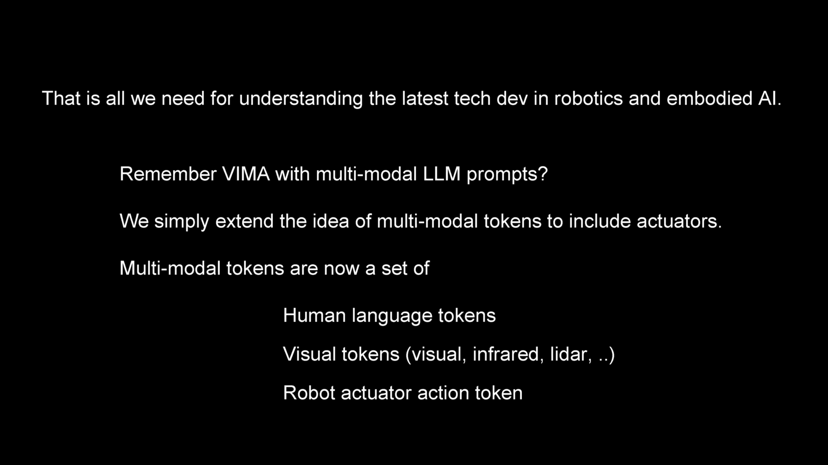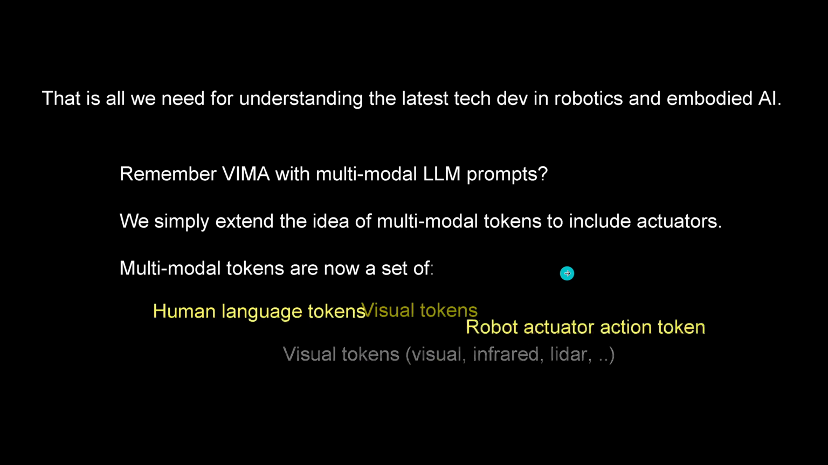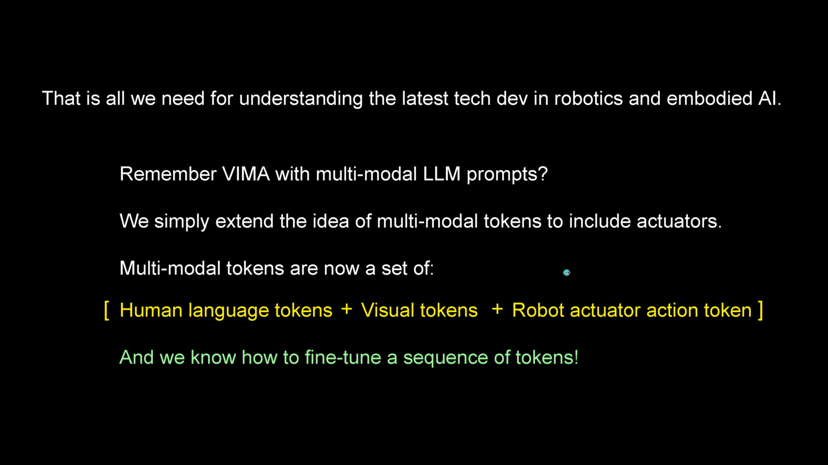So, the multimodal tokens that we need now are simply a set of the human language token, our sensory token, our visual token, our infrared token, our LiDAR image token, and now the robot actuator action token. So let me focus on number 3. What are robot action tokens? Yeah, we combine it. And hey, look at it at an abstract level. We just have tokens, and we have more tokens, and we have even more tokens.